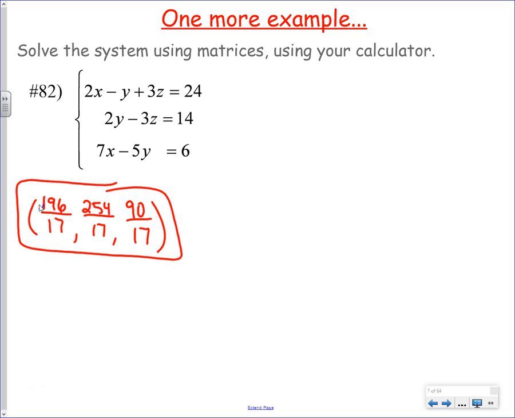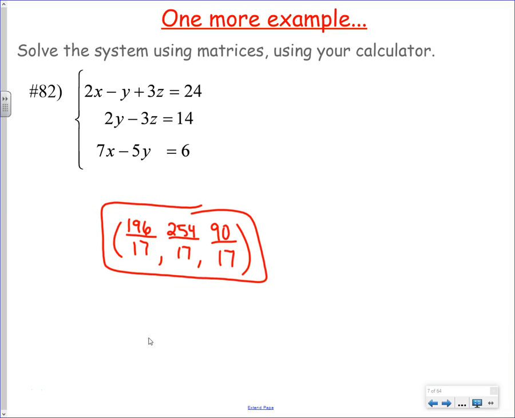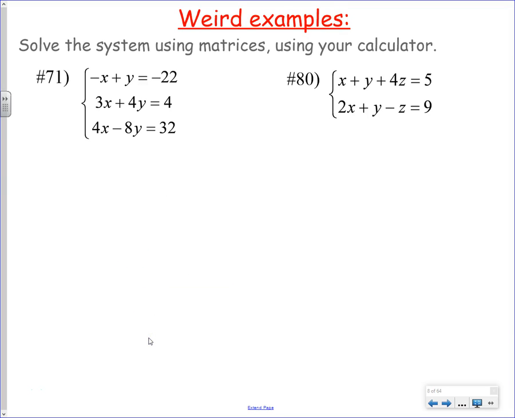Pretty cool that someone figured out how to program that in a system that would always work. Now, always work. I keep on adding this little extra note at the end: always work as long as the system has one solution, one intersection point. What's going to be harder as soon as we get to this guy, number 71?